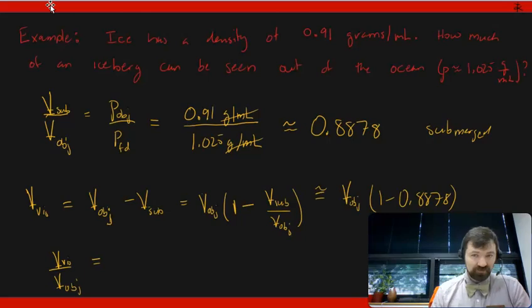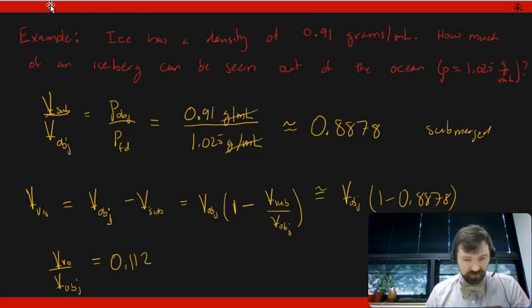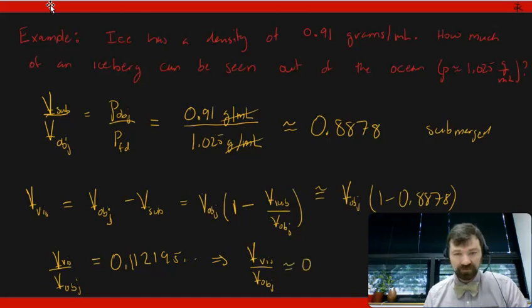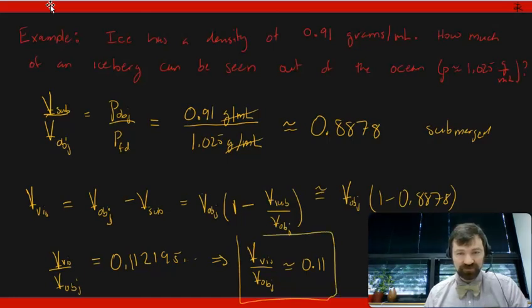0.12122. So 0.12195 and so on. And so if we put this in two significant figures as per our above, then this ends up being about 0.11, or in other words 11% of the iceberg visible above the waterline.